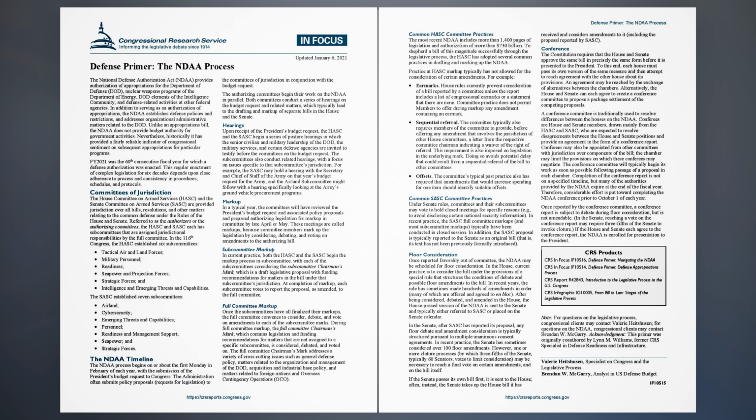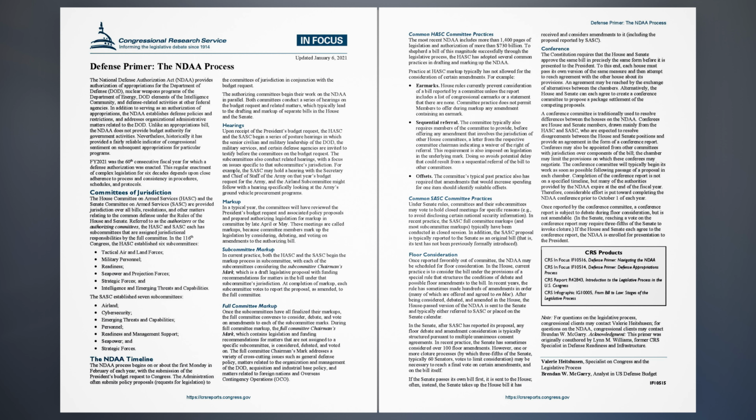In the 116th Congress, the HASC established 6 subcommittees: Tactical Air and Land Forces, Military Personnel, Readiness, Sea Power and Projection Forces, Strategic Forces, and Intelligence and Emerging Threats and Capabilities. The SASC established 7 subcommittees: Airland, Cybersecurity, Emerging Threats and Capabilities, Personnel, Readiness and Management Support, Sea Power, and Strategic Forces. The NDAA Timeline.